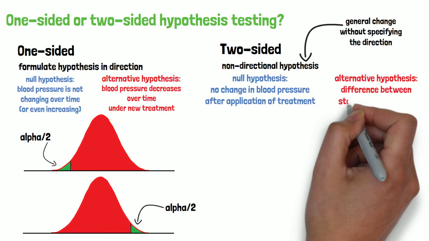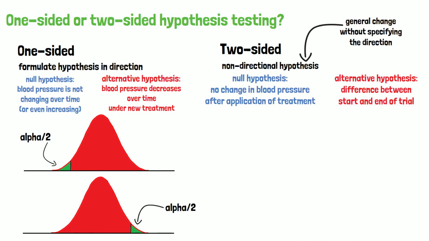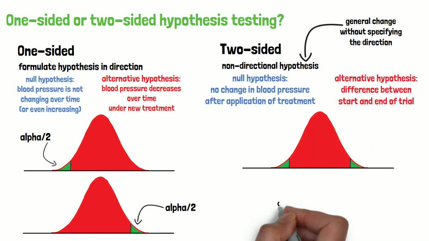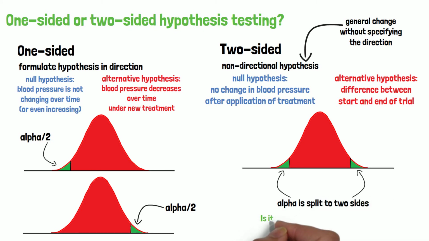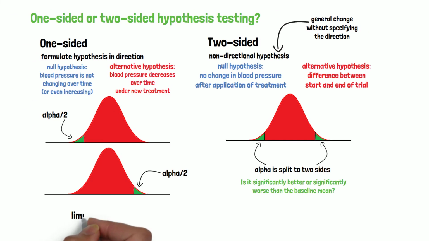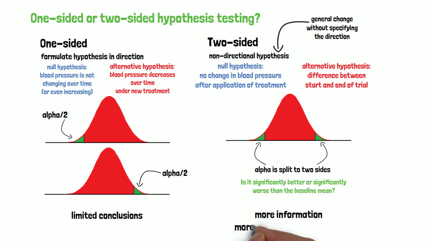trial. The statistical consequence is that the alpha is split to the two sides of the probability distribution, since within this test the data has to be checked for the two ends. Is it significantly better or significantly worse than the baseline mean? To clarify in which direction the change was given, point and interval estimators can be applied. This two-sided testing therefore yields more information and allows for more precise interpretation of the results.